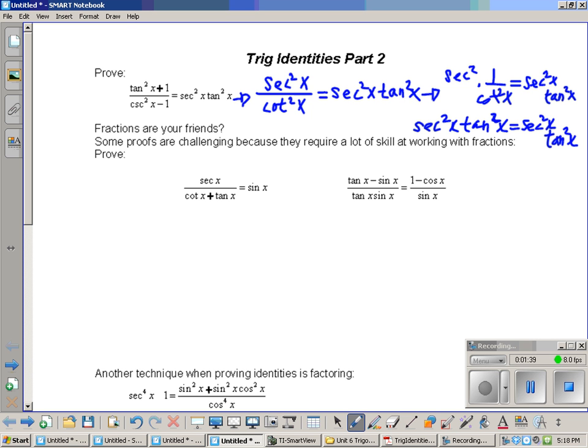So that's just using quotient and reciprocal identities. So I've proven what I wanted to show here, working only on the left hand side, keeping the right hand side the same.